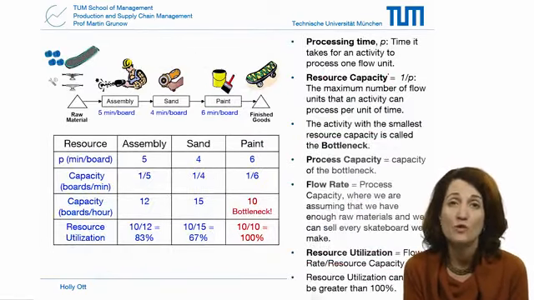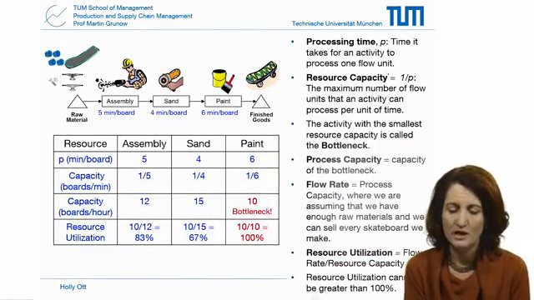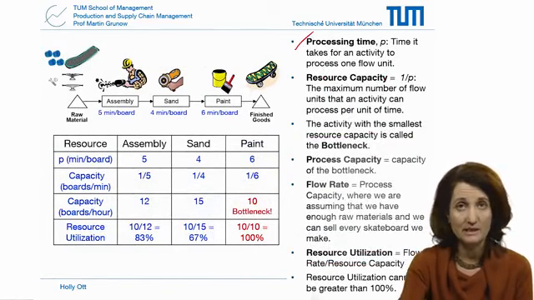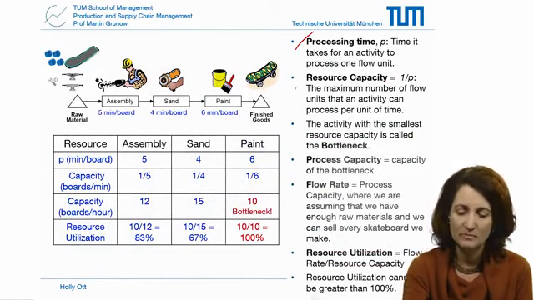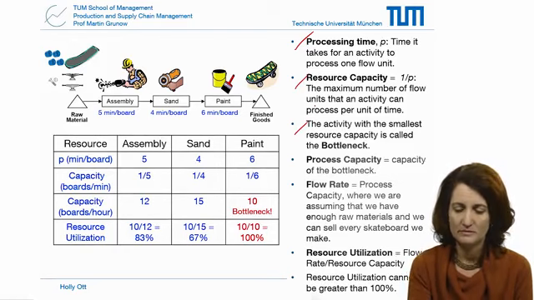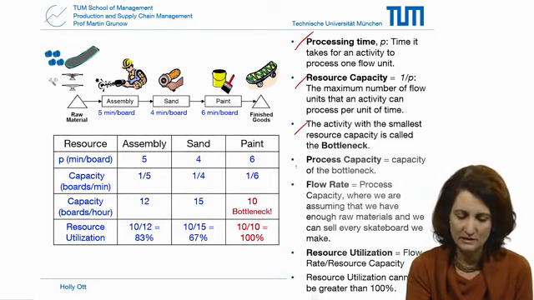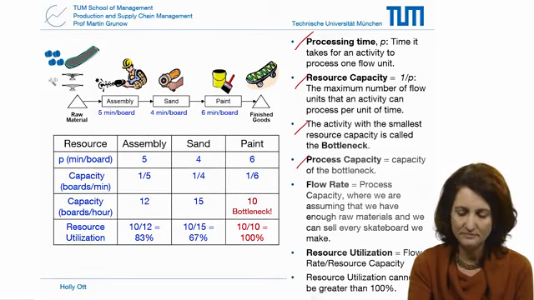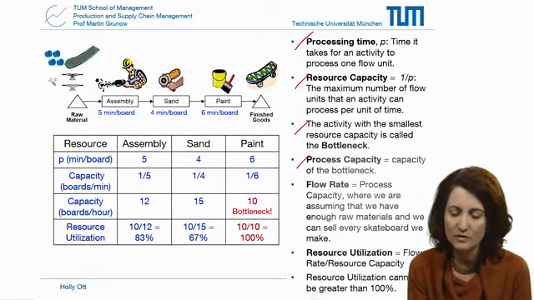Now let's just do one more review. These are the definitions we were given earlier. Processing time P, in this case now it's the average processing time. Resource capacity is 1 over P. The bottleneck is the activity with the smallest resource capacity, and that defines our process capacity. And before, we were given that the flow rate was equal to the process capacity. We assumed we had enough raw materials and we can sell every skateboard we made.